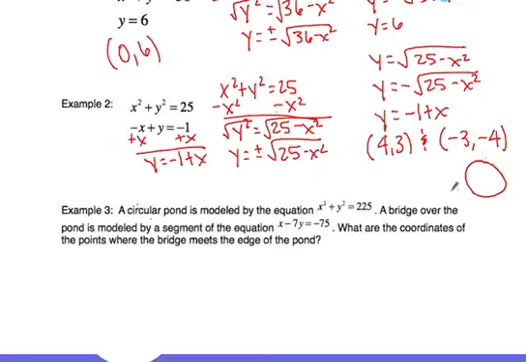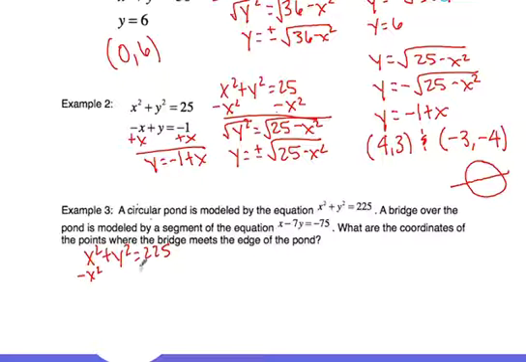You have a circular pond. You have a bridge that goes over the pond, and so obviously the bridge is going to cross the pond in two places. One at the beginning of the pond, one at the end of the pond. So you're going to start by taking your circle equation, x squared plus y squared equals 225, and you're going to solve this one for y.